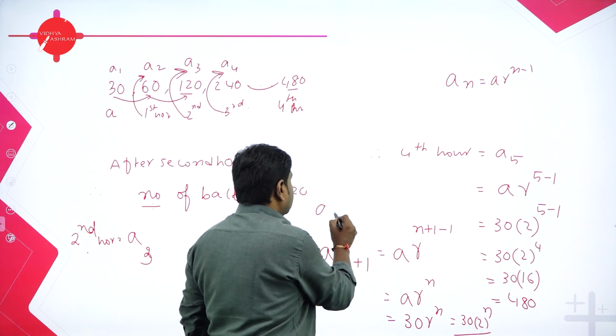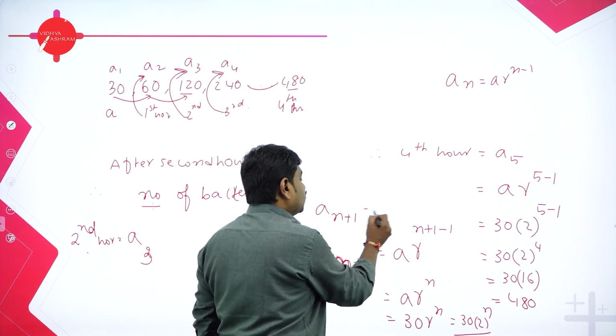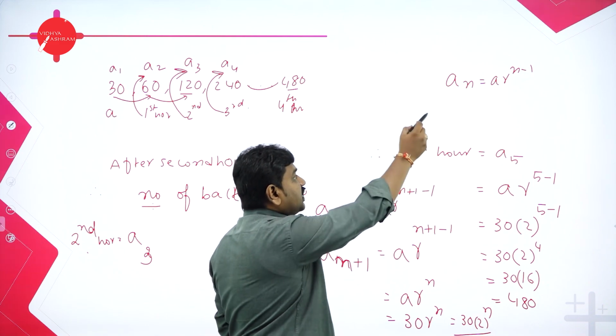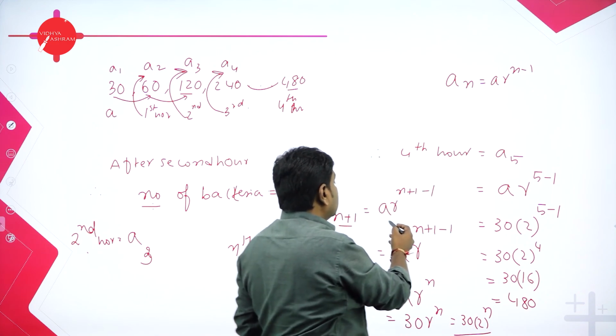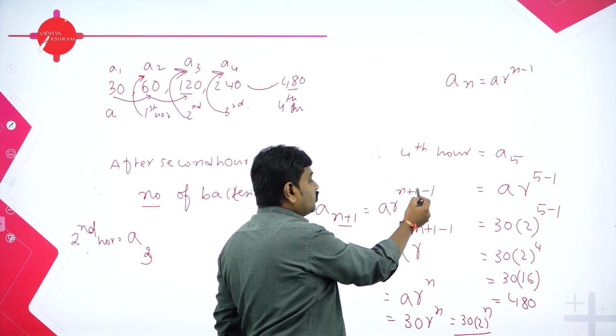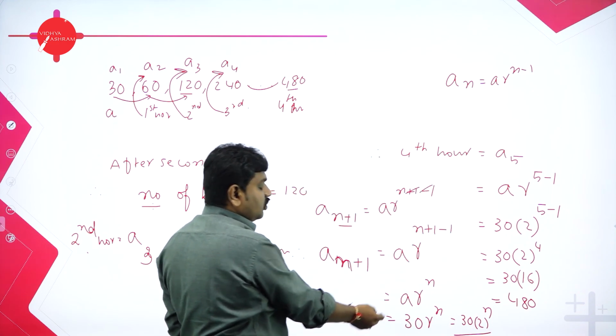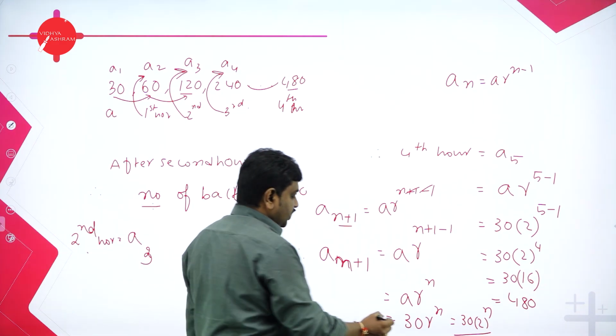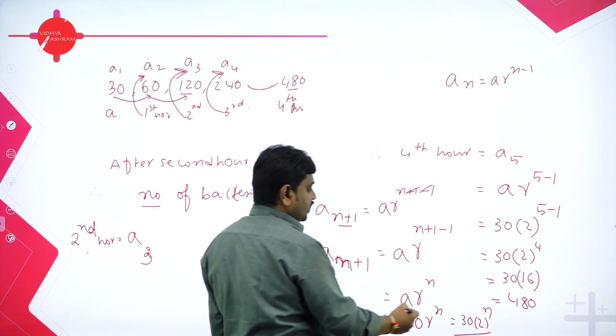Now I want the n plus 1th term. A n plus 1 is A into R power, in the place of n, we have n plus 1, so n plus 1 minus 1. A n is A into R power n minus 1. A n plus 1 is A into R power n plus 1 minus 1. It cancels, you'll get this. A is 30, R common ratio is 2. We'll get the answer. So now we have completed the problem, that is 30 R power n.